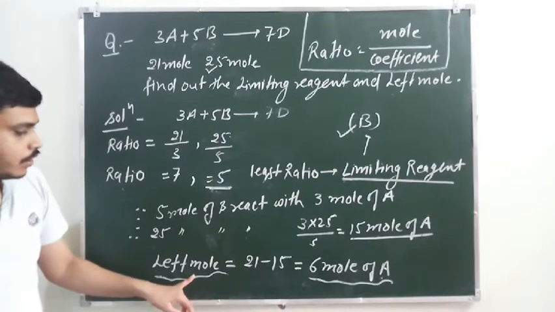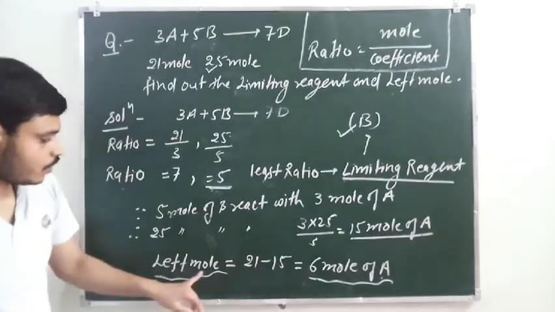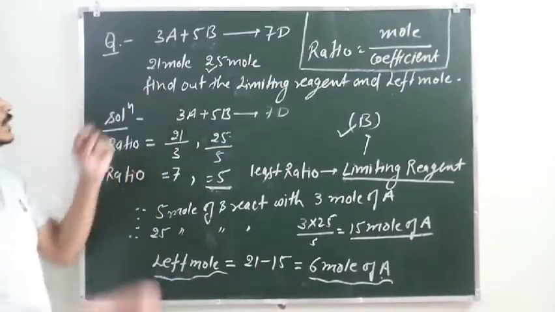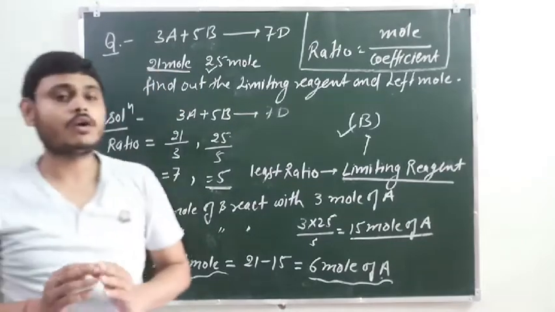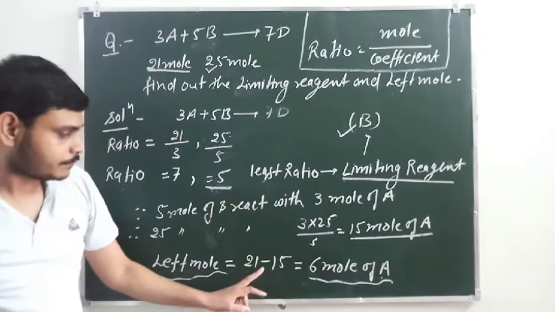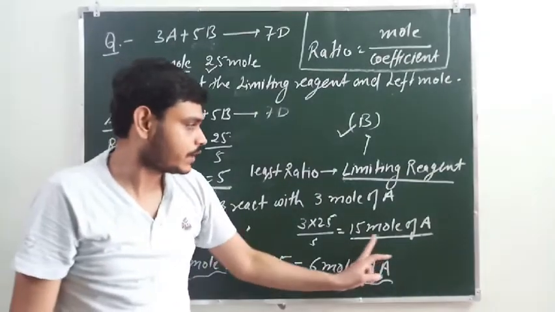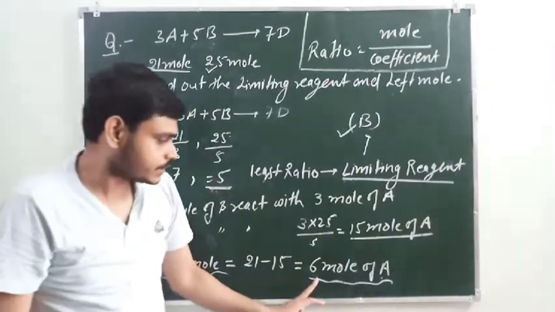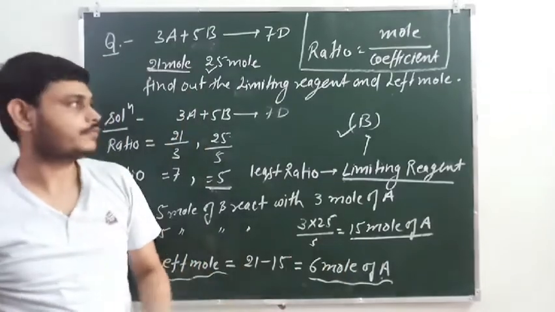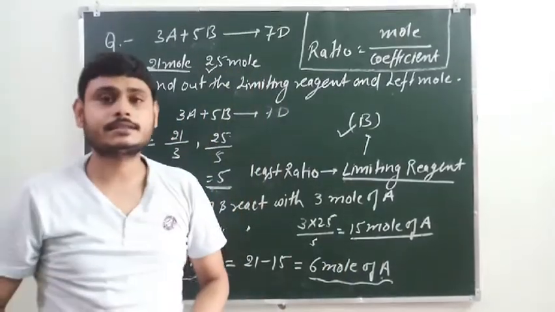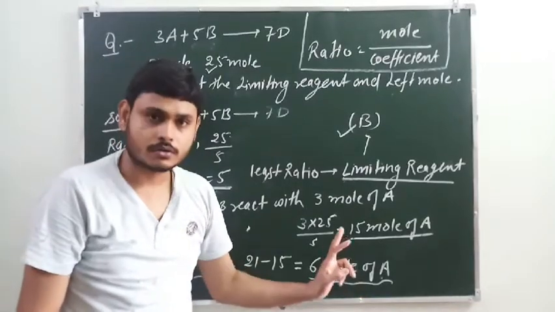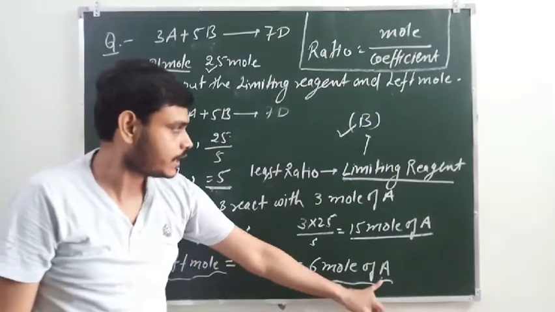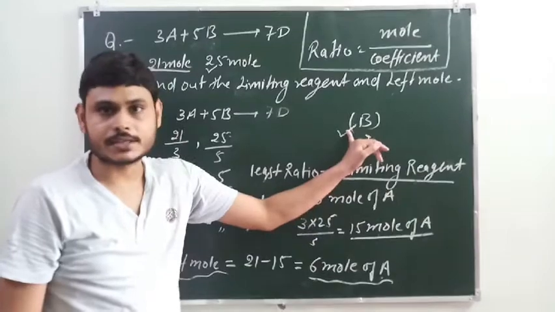Therefore, the left mole of excess reactant is equal to 21 mole of A, which is used in the reaction, minus 15, because 15 mole of A is consumed in the reaction. That is equal to 6 mole of A, so the left mole of reactant A, the excess reactant, is 6 mole. Clear? This is the answer: left mole is 6 mole of A, and B is the limiting reagent. Clear?